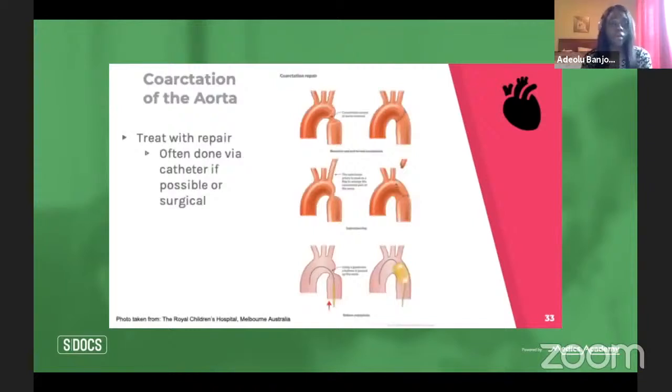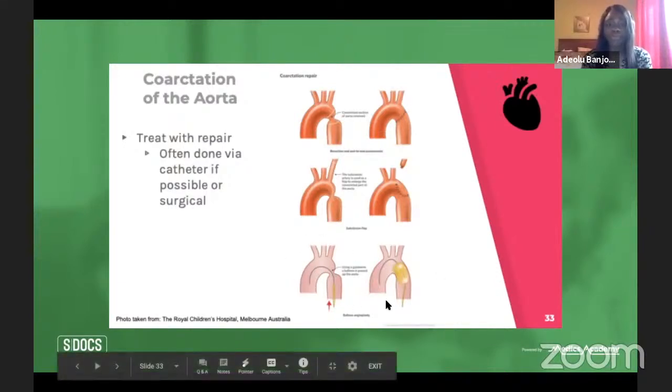So the way you would treat a coarctation of the aorta is to repair it. It can be done via catheter if possible, or it might need open surgery as well. But it's most commonly done via a catheter, which you can see in the picture at the bottom.